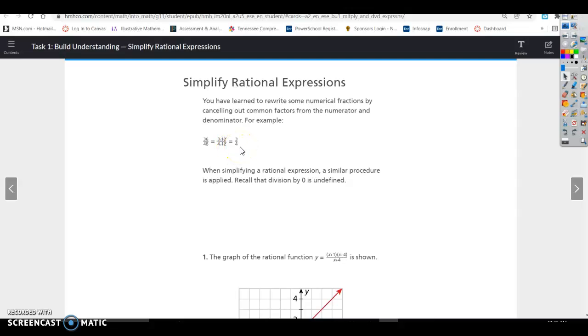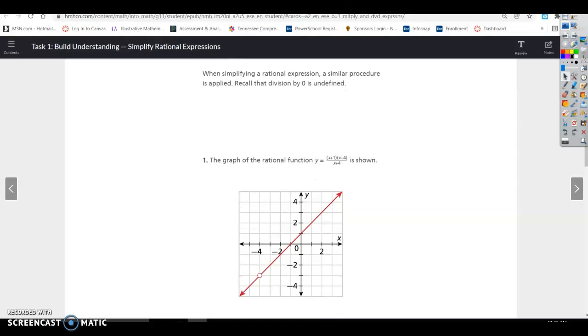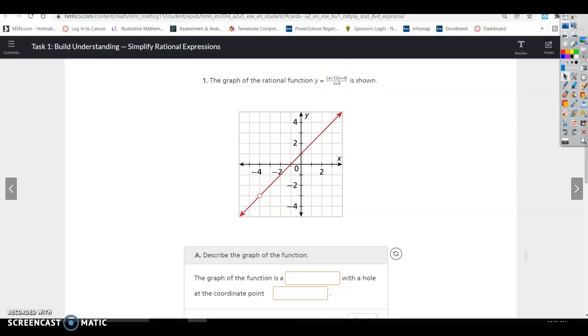When simplifying a rational expression, a similar procedure is applied. Recall that division by 0 is undefined. So anytime we have a fraction, remember 0 can't be in the denominator because it is undefined. So that's what this means right here. Division by 0 is undefined.